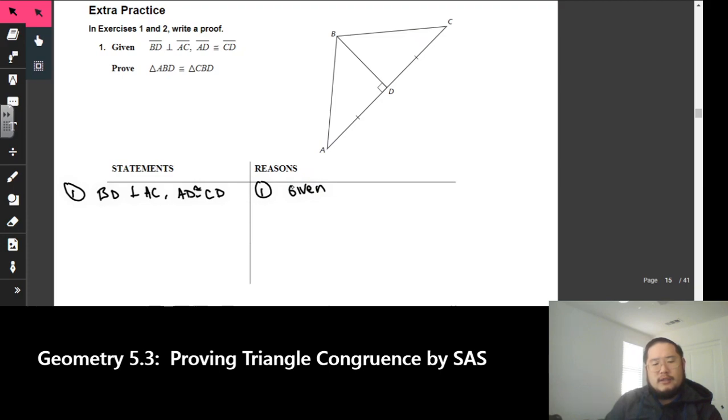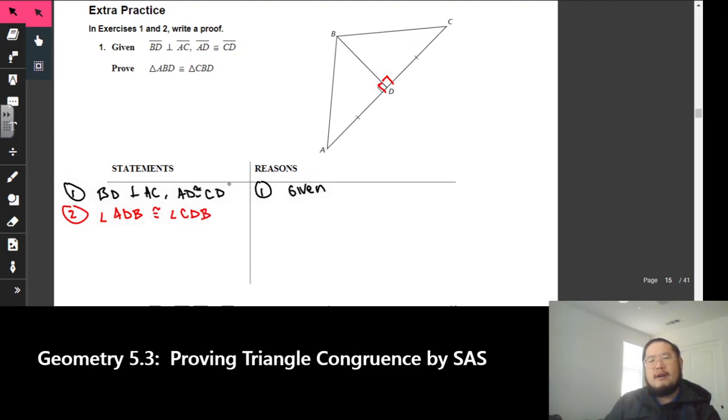All right. So if BD is perpendicular to AC, what that tells me is that I have two angles that are 90 degrees. Despite the fact that they didn't tell me they're congruent, I have to add to my proof that we have two angles that are congruent. So that's why in number 2, I want to say that angle ADB is congruent to angle CDB.